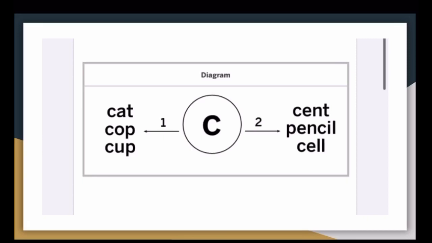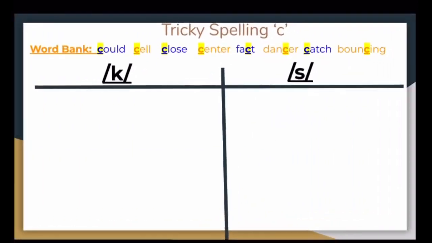So what we're going to do now is we're going to go over some words and word sort them. All right. So if it has the K sound, you're going to touch your nose. And if it makes the S sound, you're going to touch your head. Let's go over our word bank. We have the word could, sell, close, center, fact, dancer, catch, and bouncing.